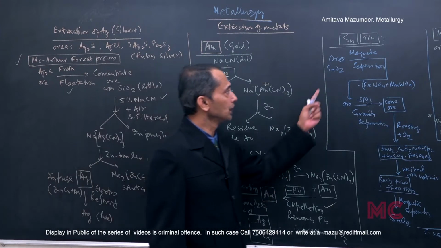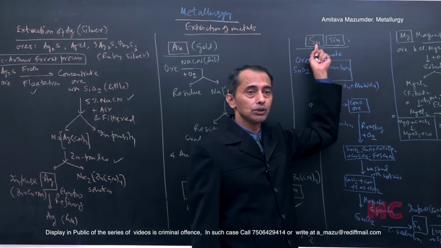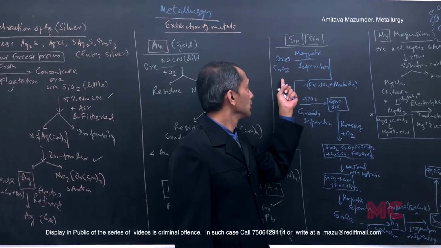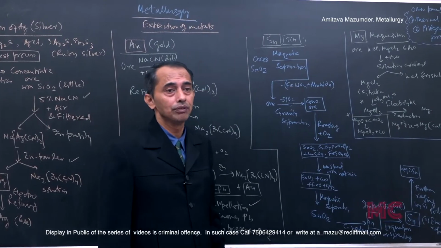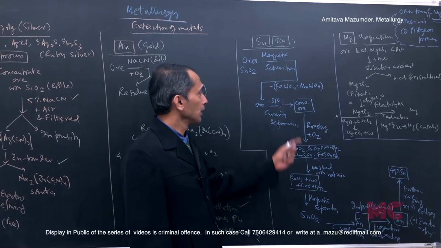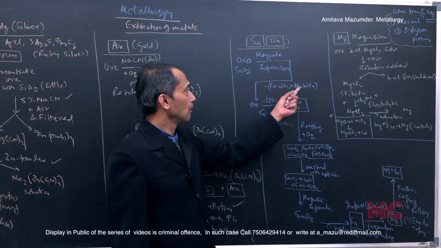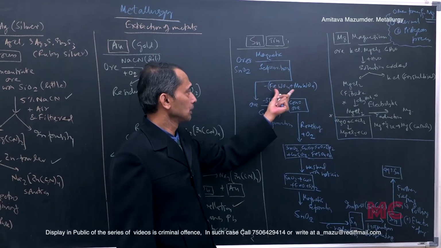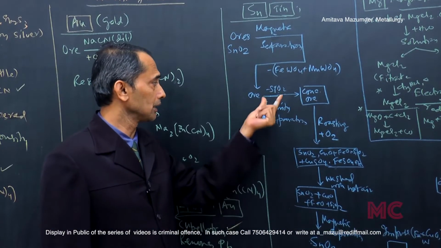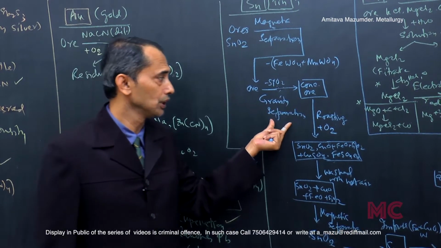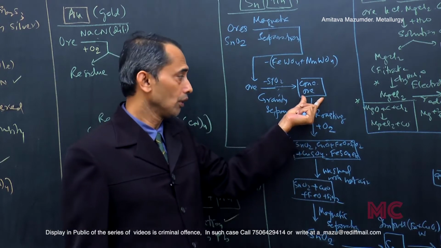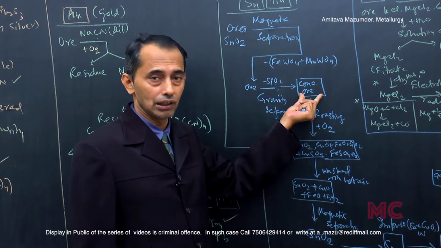Next we can go to tin. For tin we use basically SnO2, tin stone. The tin stone ore basically has wolframite ore, that is FeWO4 and MnWO4, which are tungsten compounds. And then we can remove these by magnetic separation, and then some silica is there that can be removed by gravity separation, and then we get concentrated ore. Of course there will definitely be some little silica also.